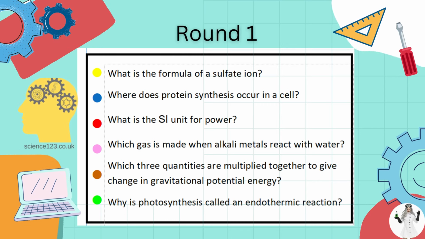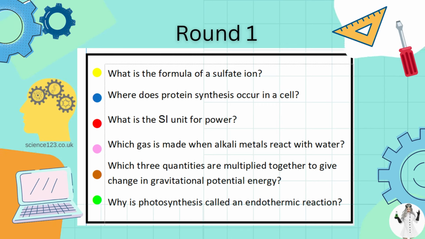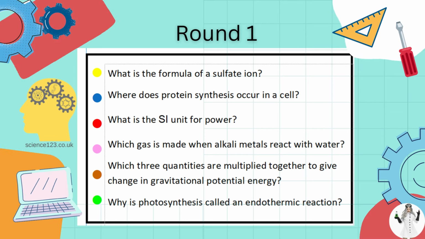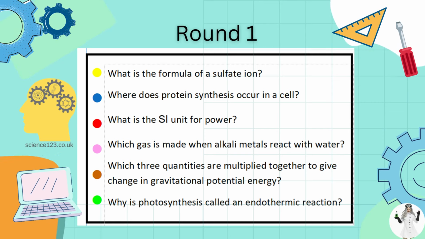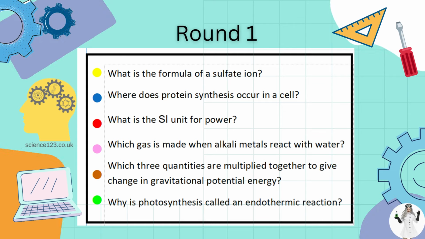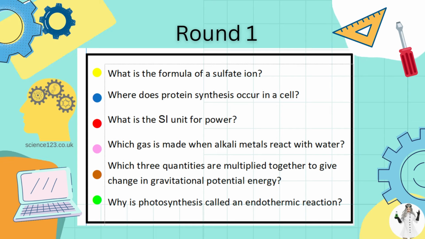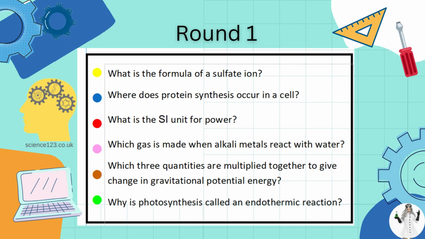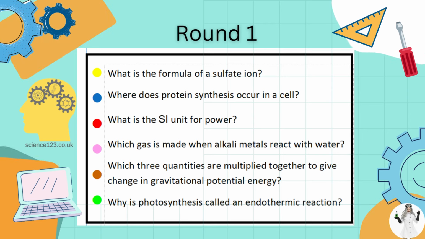Round 1. Yellow, chemistry. What is the formula of a sulfate ion? Blue, biology. Where does protein synthesis occur in a cell? Red, physics. What is the SI unit for power? Pink, chemistry. Which gas is made when alkali metals react with water?